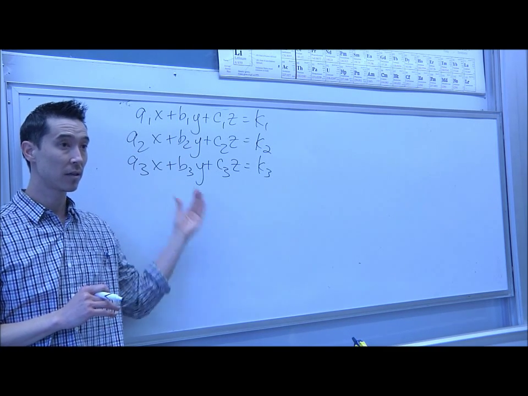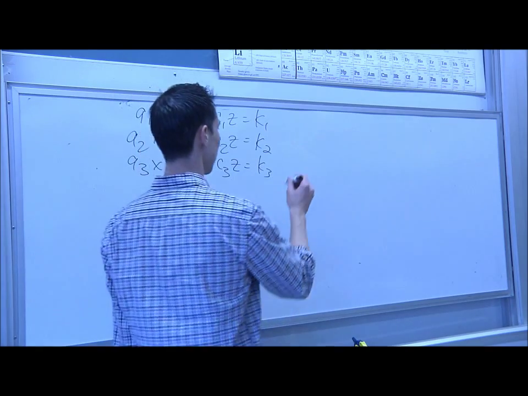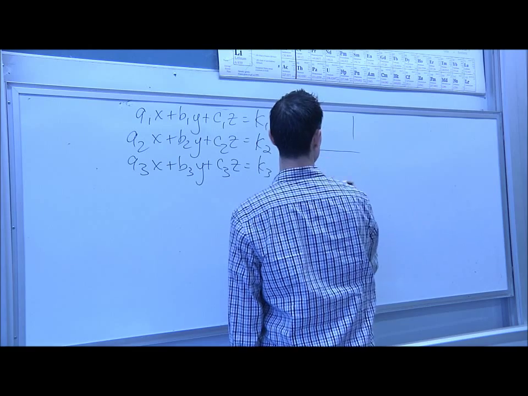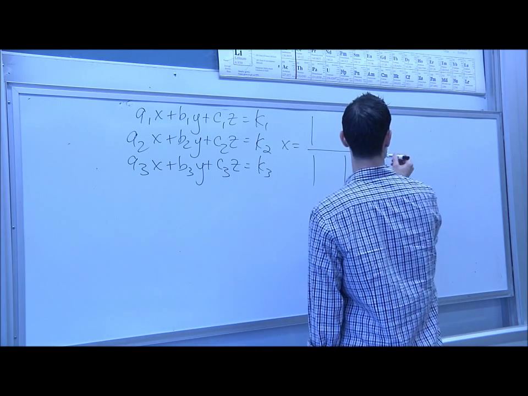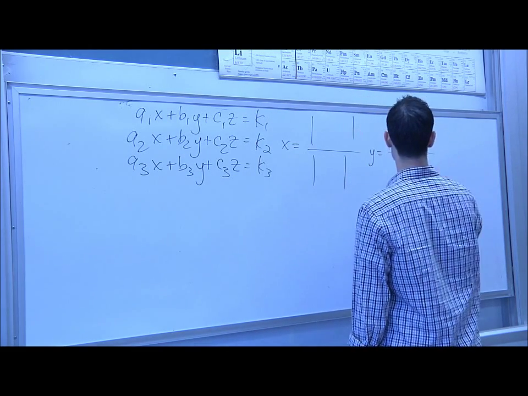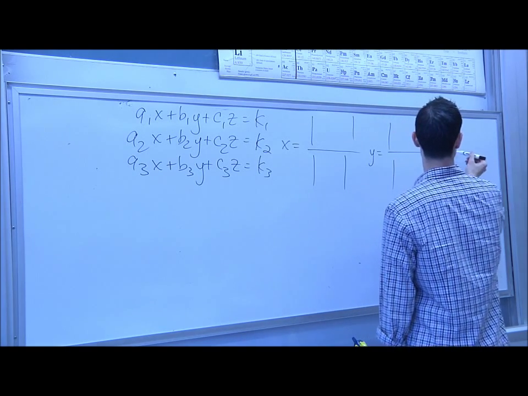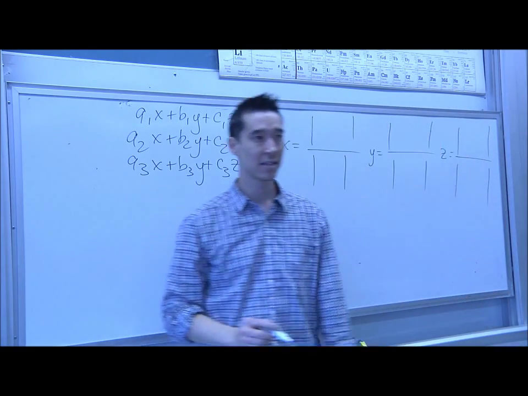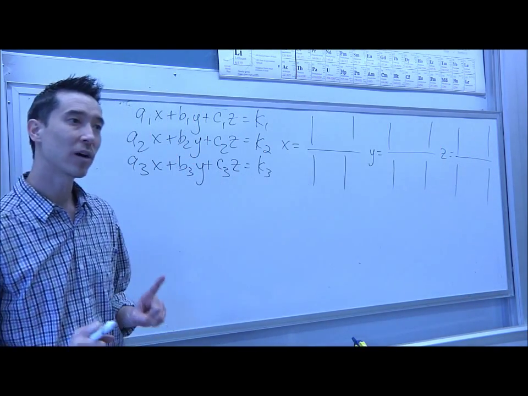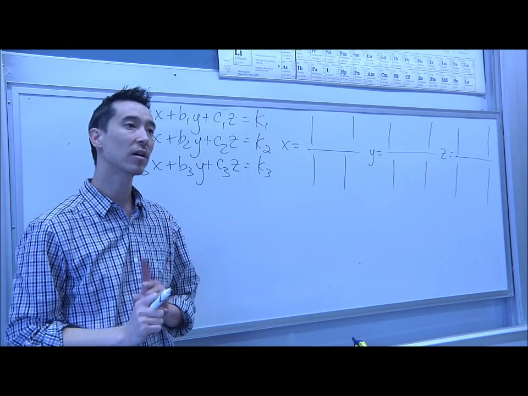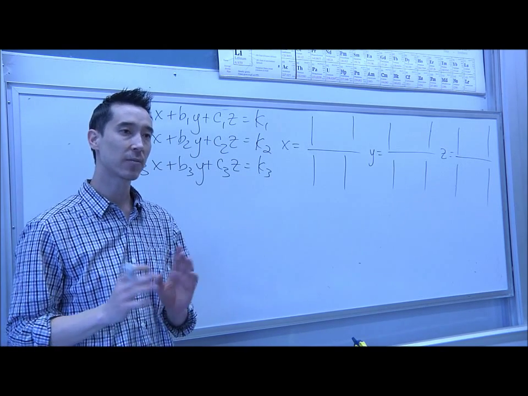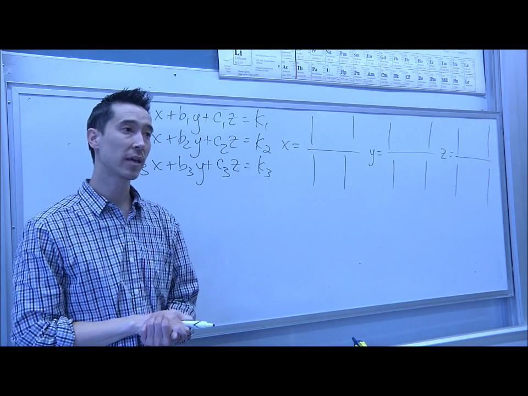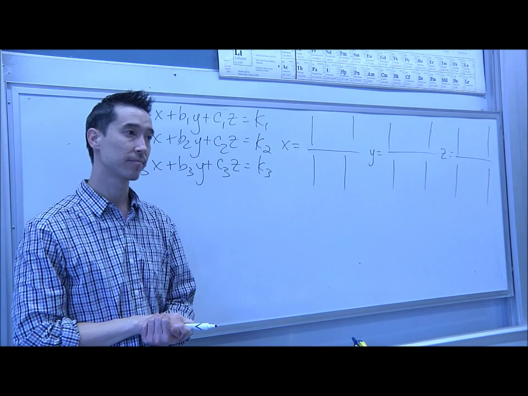Okay? Here's what my answers look like. X equals some determinant divided by another determinant. Y equals some determinant divided by another determinant. And Z equals. All right? Now, I want you guys to tell me what goes where using exactly what we did in the 2 by 2. Let's start with the denominator. What numbers do you think go in the denominator on this?